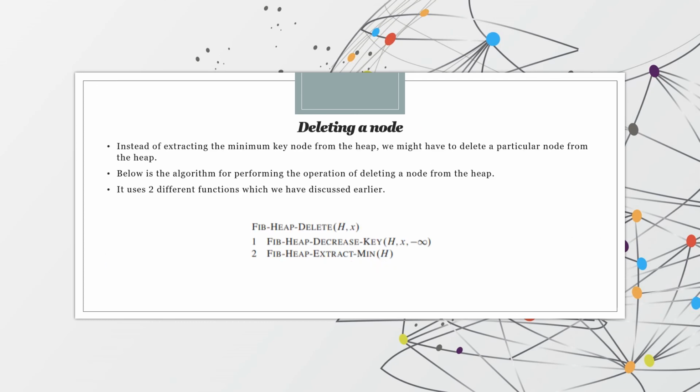Here we'll talk about one more function of Fibonacci heap, that is deleting a node. Instead of extracting the minimum key node from the heap, we might have to delete a particular node from the heap. Here is the algorithm for performing the operation of deleting a node from the heap. The time complexity of this algorithm is big O of 1. As you can see, it uses two different functions which we discussed earlier. In the first line, it uses the fib heap decrease key and decreases the key of that particular node to minus infinity. And then we extract that particular key using fib heap extract min, as that will be considered as the new minimum node of the tree.